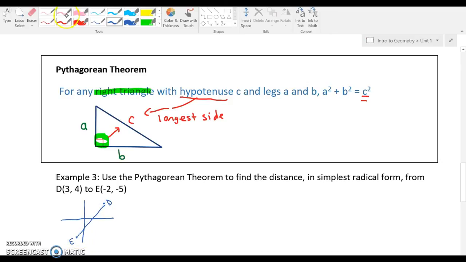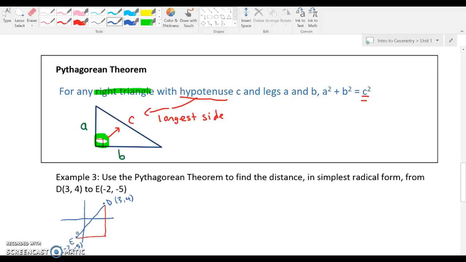So what I want to do now is drop this down and create a right triangle. And you can create a right triangle from any 2 points. All you need to do is basically think slope, right? We're going to think rise and run, right? So since D was at 3, 4, and E is at -2, -5, if you had a grid, you can literally just count up or down and count left or right.